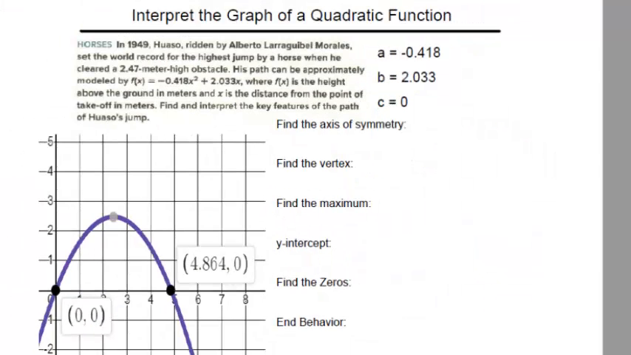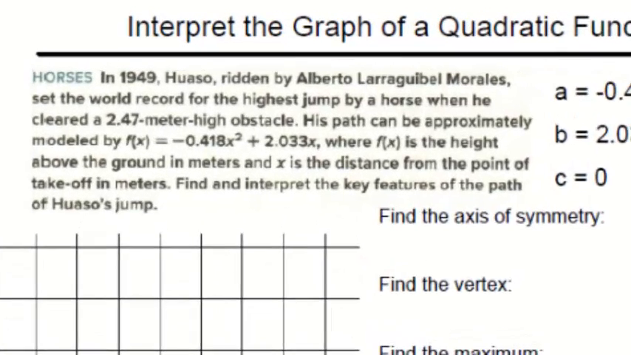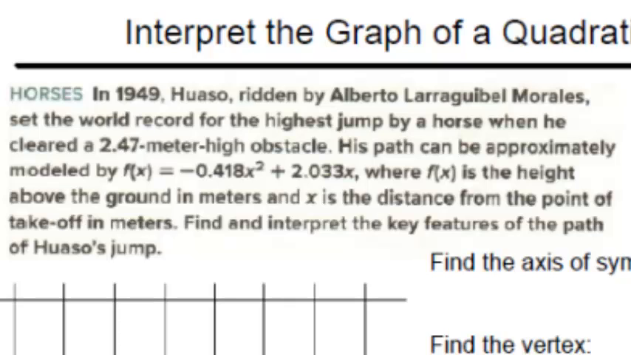For our last example, we're going to interpret a graph of a quadratic function. You can see we have the graph down here, the parabola. And this is representing a horse setting a world record jumping a 2.47 meter high obstacle. The path of his jump is represented by this function right here: f of x equals negative 0.48x squared plus 2.033x.